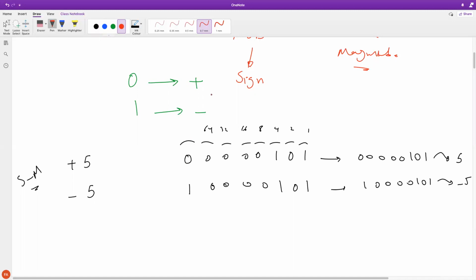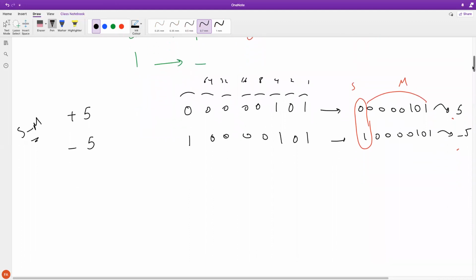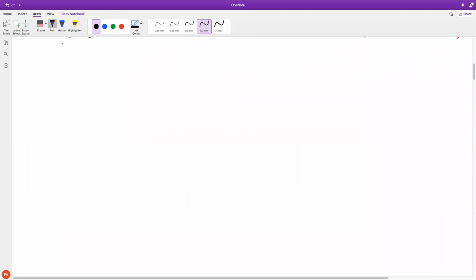So the MSB plays a very important role in terms of the sign of these two numbers. And here, as you see, the magnitudes are the same. Here is the magnitude, here is the sign. Another quick example. If I want to give another example, let's talk about this: 1 0 0 0 0 1 0 1.